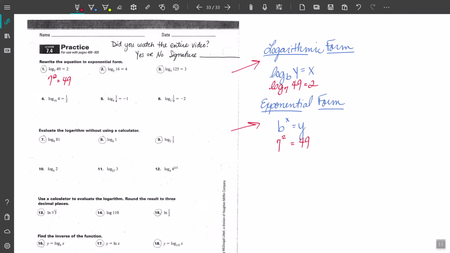All right, I'm going to do the same thing with number 2. So we have log base 2 of 16 equals 4. If I come down here to my exponential form, I can see that my base is 2, my x is 4, my y is 16. So rewritten in exponential form is 2 to the 4th equals 16. This is the same thing as the logarithmic function that was given to us.